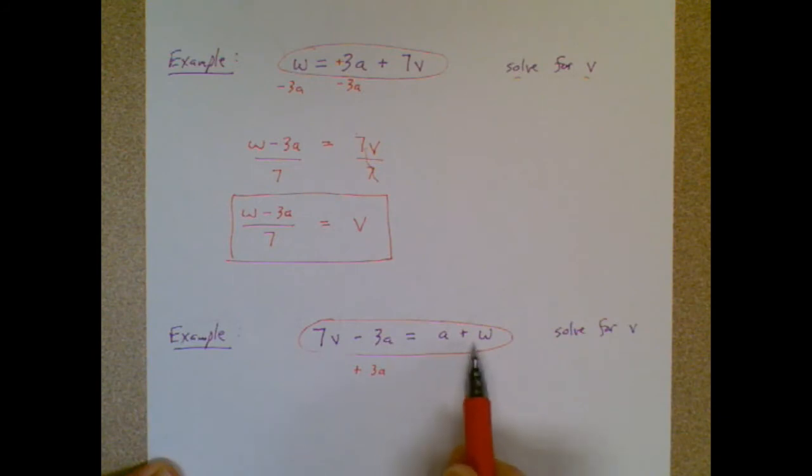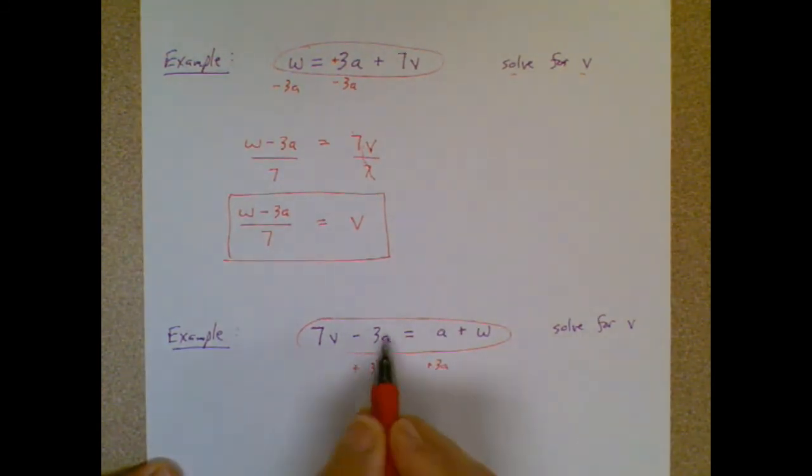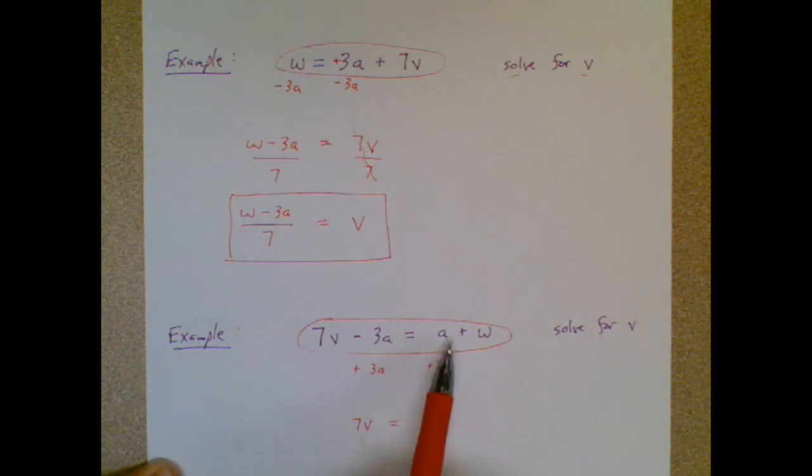Subtract 3a, the inverse operation, or the opposite, is plus 3a. Now when I go to the right-hand side, I have to decide, hey, do I want to put this 3a with this or with this? I'm going to choose the a because they are like terms. They're similar variables. Over here on the left, the 7v remains because these two combine to be 0. An a plus a 3a is a 4a because they're like terms and I can combine them. The w stays as is.